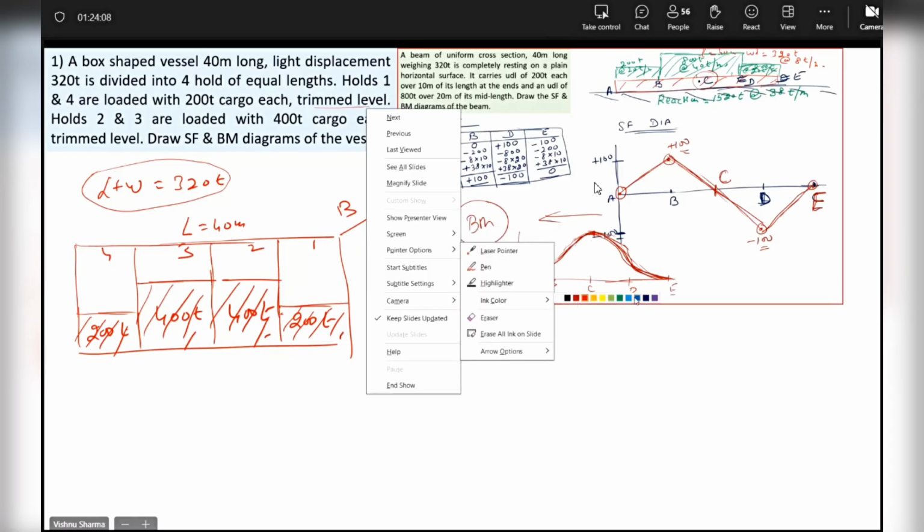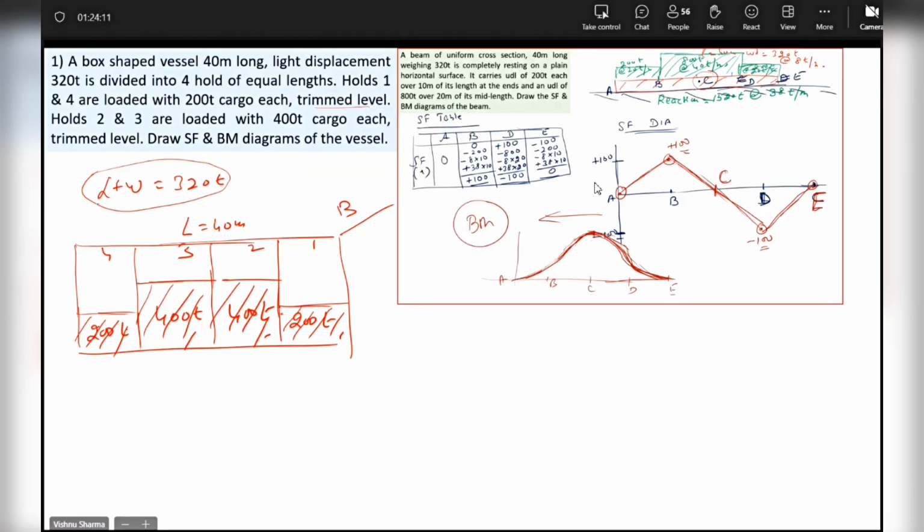Bolo bhai? Yes, sir. So we will assume that light displacement is uniformly distributed, so it becomes 8 tons per meter. Now, this vessel will float. Look at the weight distribution. Light displacement is uniformly distributed. About midships, the cargo weights are uniform about midships. And it's a box-shaped vessel. Do you think this vessel will float on even keel or will it float with a trim?